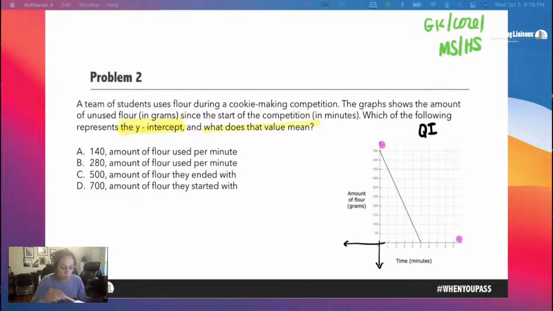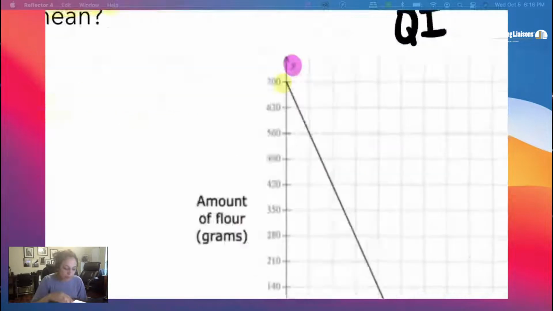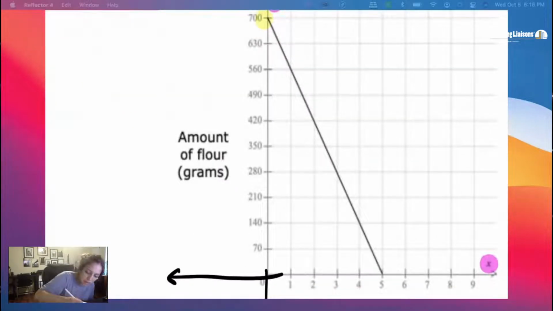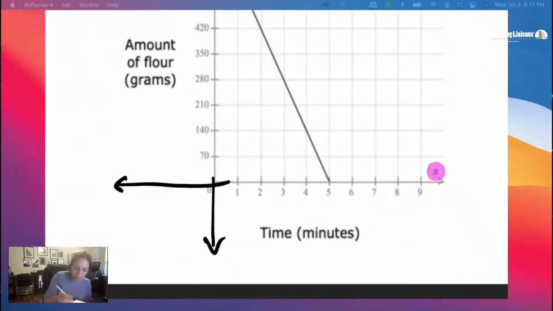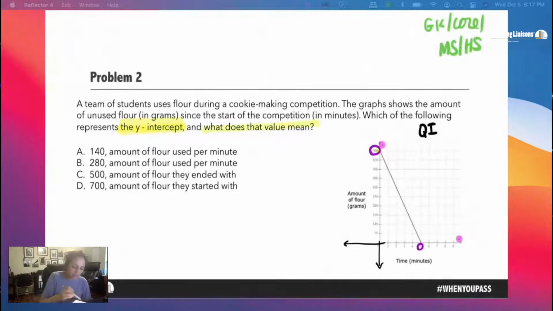Now, which one is the y-intercept? The dot that intersects the y-axis, which is going to be up here. So we can immediately see that the y-intercept falls at 700. The x-intercept is 5. We'll talk about what each of these points means. So if the y-intercept is 700, then automatically my answer is D. I don't need to interpret it at all because they've given 4 different numbers.